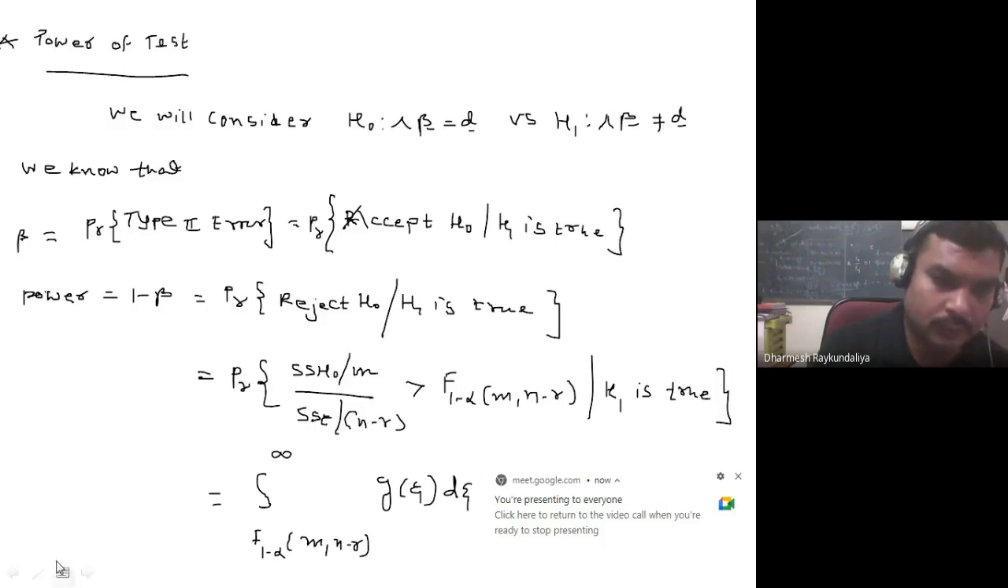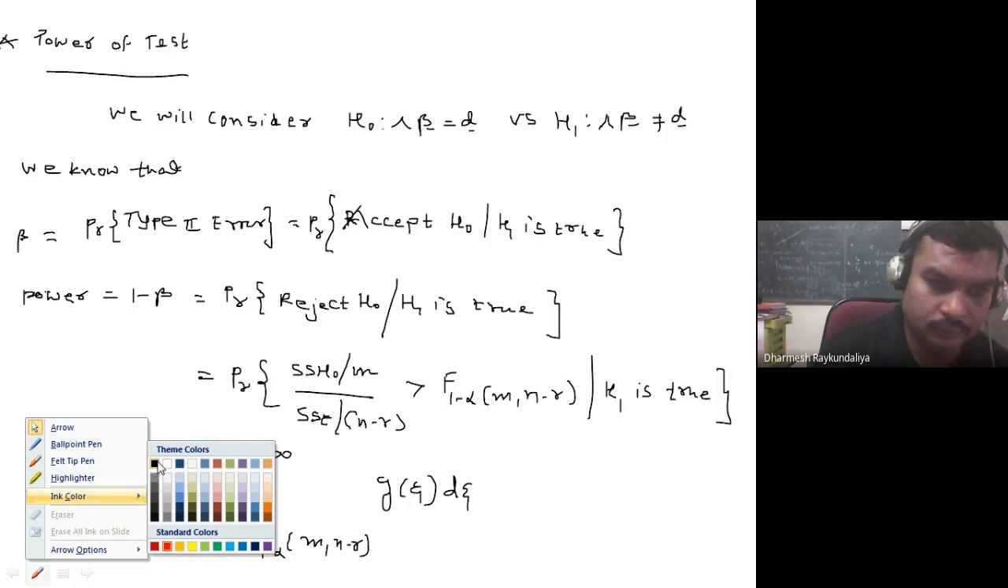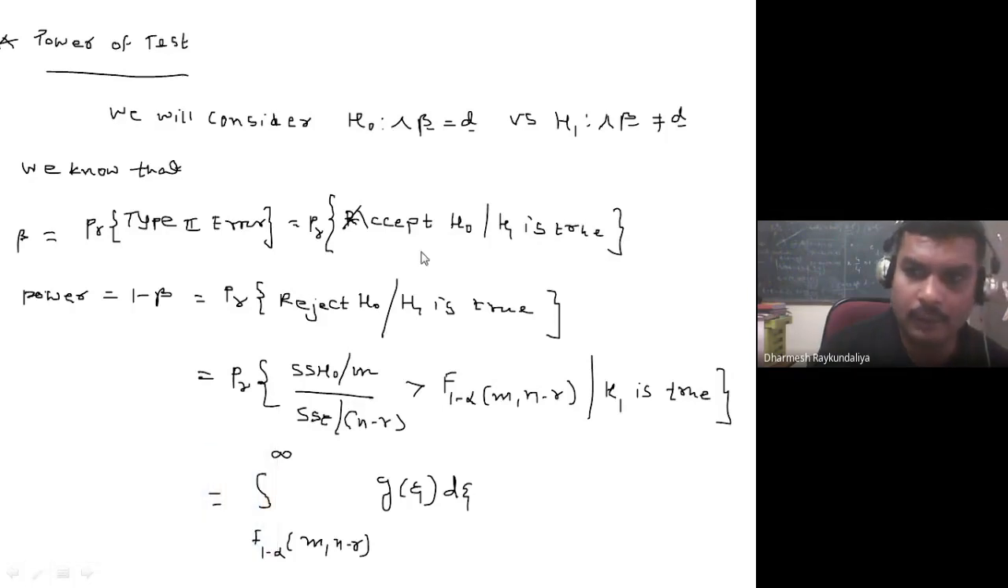Hypothesis: lambda beta equal to d versus the alternative, lambda beta is not equal to d. So we know that the probability of type 2 error is beta, and the probability of type 2 error is nothing but the probability of accepting H0 when H1 is true.